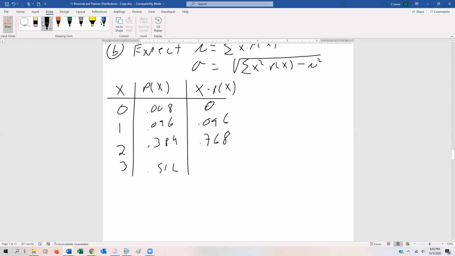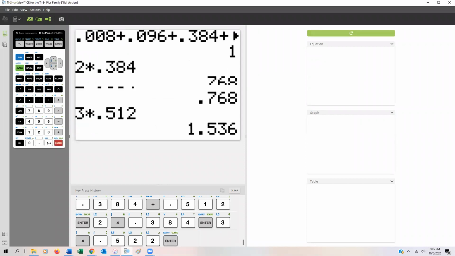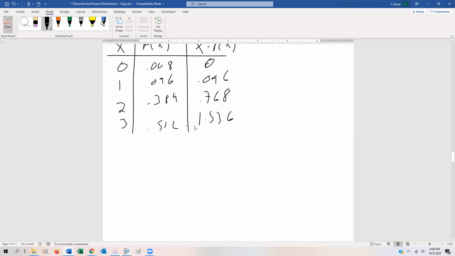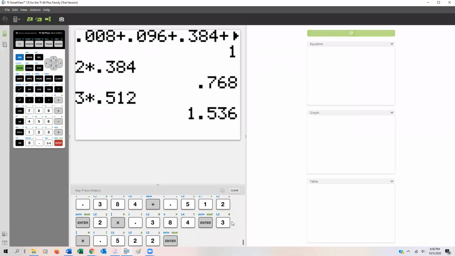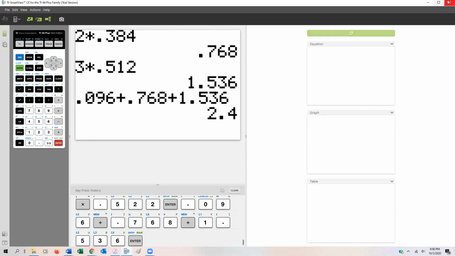All right, and then the last one, this is going to be 1.024, I believe. No, not 1.024, excuse me. It's going to be 1.536, I believe. All right, but let's multiply it anyway. So 3 times 0.512 is 1.536. Okay. And then we're going to add these up. All right, so let's go to our calculator. 0.096 plus 0.768 plus 1.536, and we end up with 2.4.